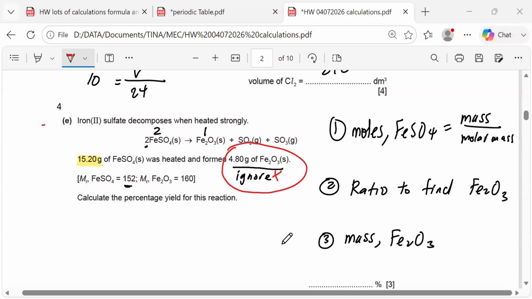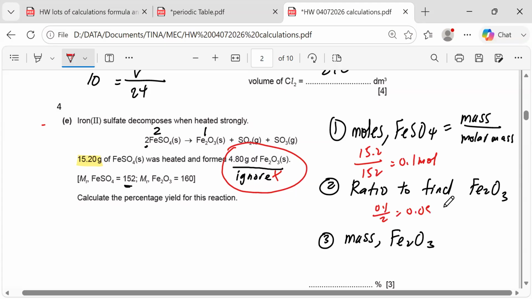So mass over molar mass, you take 15.2 over 152, you get 0.1 mole, correct? Because the ratio is 2 to 1, you divide by 2, 0.05 mole. And then mass is moles multiplied by molar mass, you get 8 grams. You are supposed to get 8 grams, but you only got 4.8.